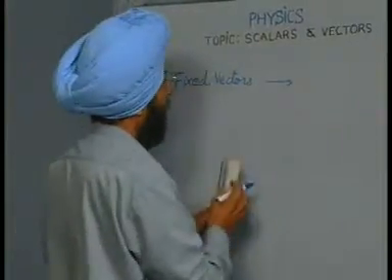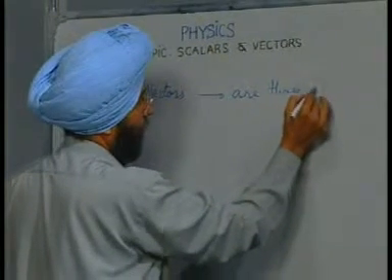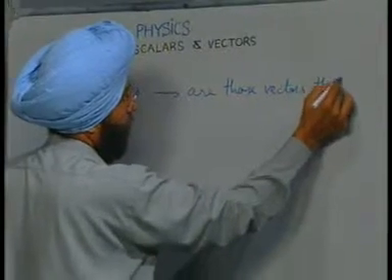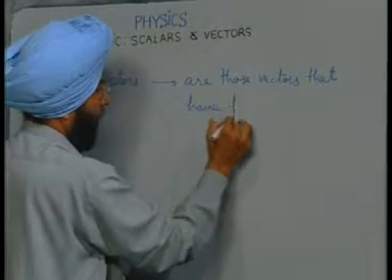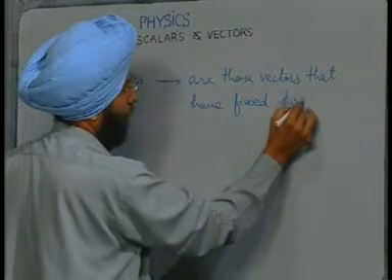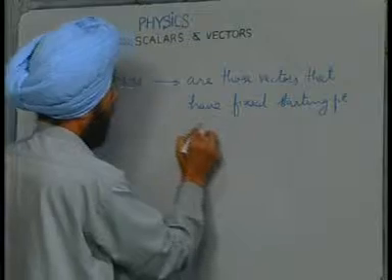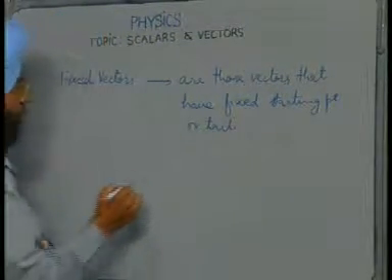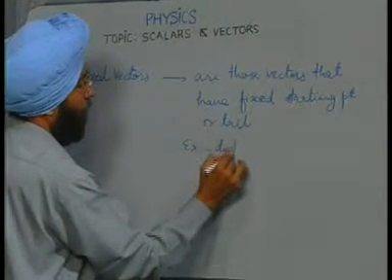are those vectors that have a fixed starting point or tail. So, displacement is an example of fixed vectors.